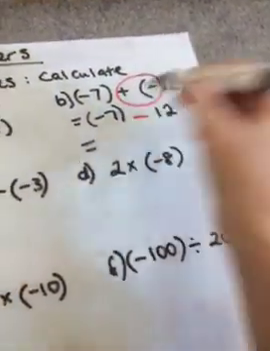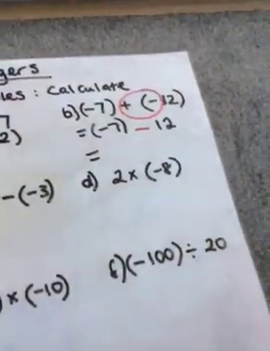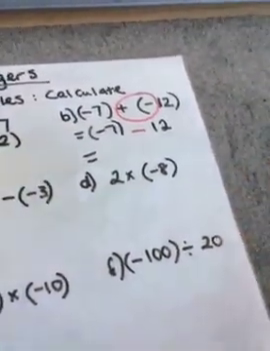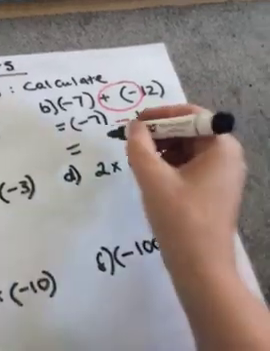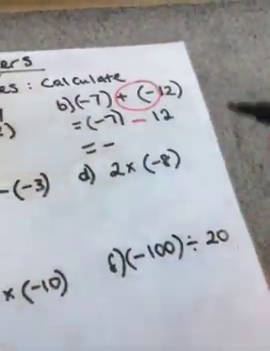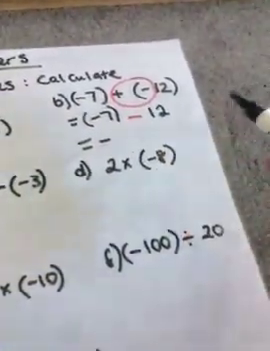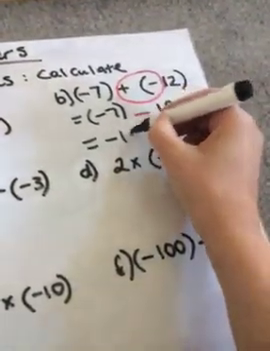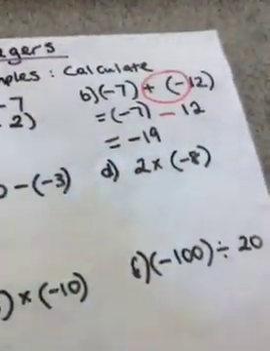So we know we're making a bigger negative number, so it's going to be the smallest number. Basically, we know our answer is going to be negative, and then we do 7 add 12 is 19, and our answer is -19.